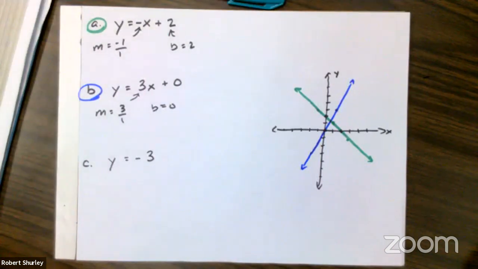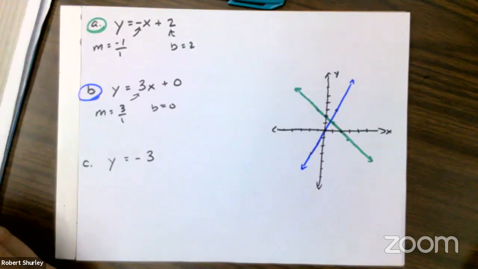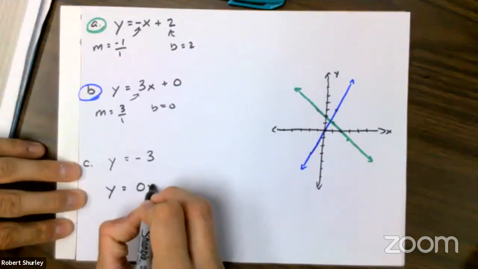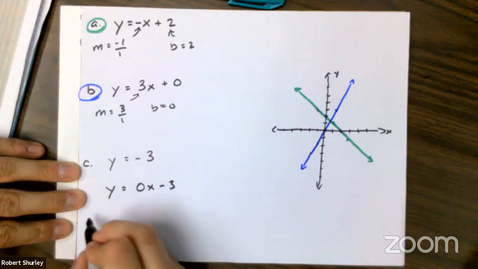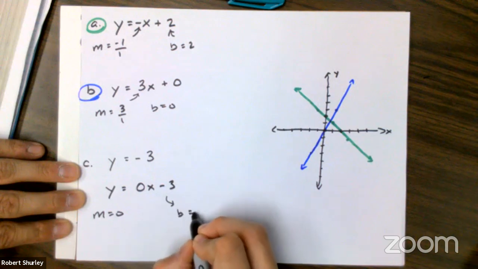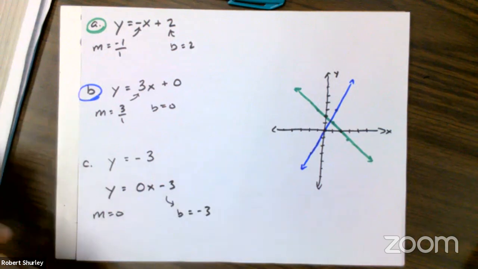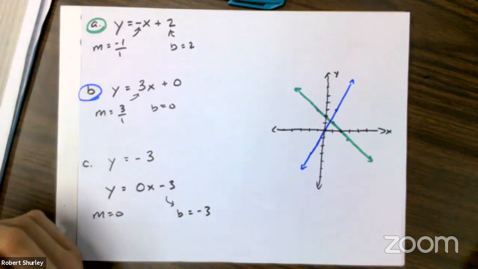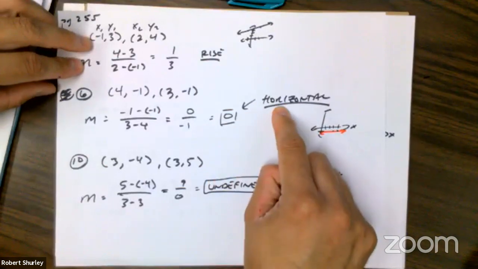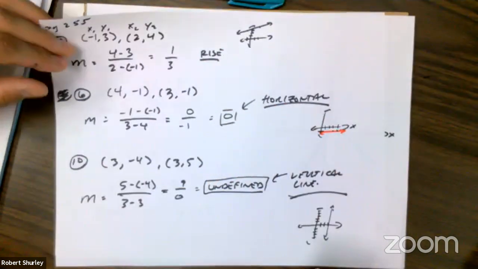And then lastly, we've got y equals -3. Well, y equals -3 doesn't have a slope, right? Now, it does have a slope. It's just we can write it as 0x minus 3. So the slope turns out to be 0. Where we cross the y-axis is -3. So if we go back a few slides here, we said, hey, if we had a slope of 0, we had a horizontal line. That's exactly what's going on.